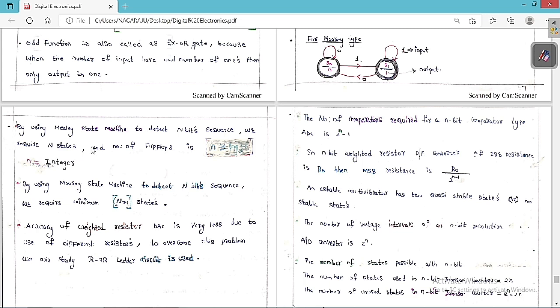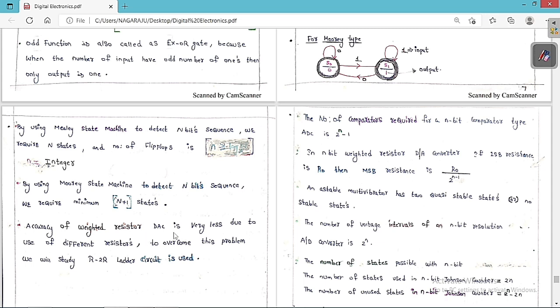So if you apply the log base 2 on both sides, small n is greater than or equal to log n with a base 2, where n is always an integer. So by using the Mealy state machine to detect the capital N bit sequence, we require a minimum of capital N plus 1 states. So for the number of flip-flops, 2 to the power of n is always greater than or equal to capital N plus 1. If you apply the log base 2 on both sides, small n is greater than or equal to log of N plus 1 with a base 2. So these are things that you always have to keep in mind.